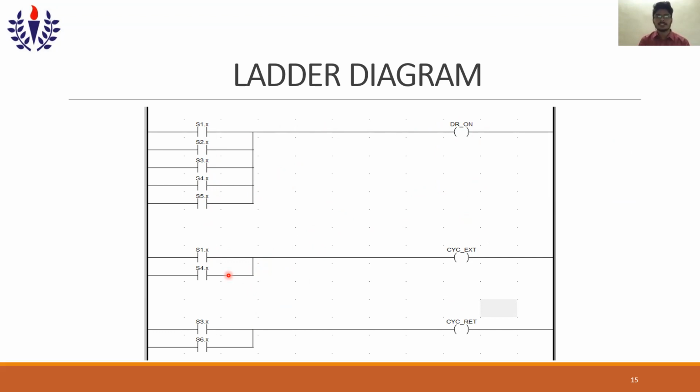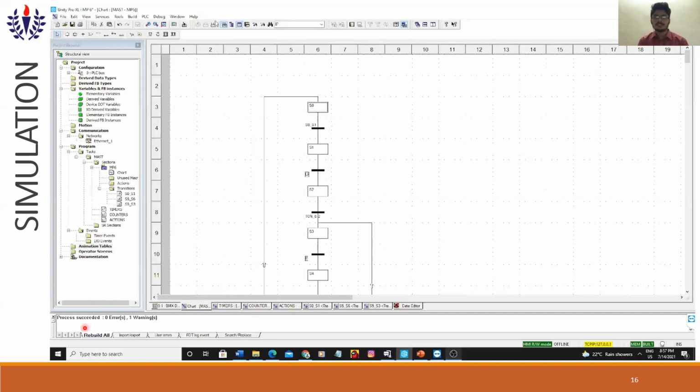Next, you can see cycle extension, that is S1.x and S4.x. That is based on whether we are satisfied with the drilling operation or not. At the last, you can see the cycle retardation. That position comes when, after drilling the piece, we go back to the intermediate position to check whether we have done it or not. Now let's start the simulation.